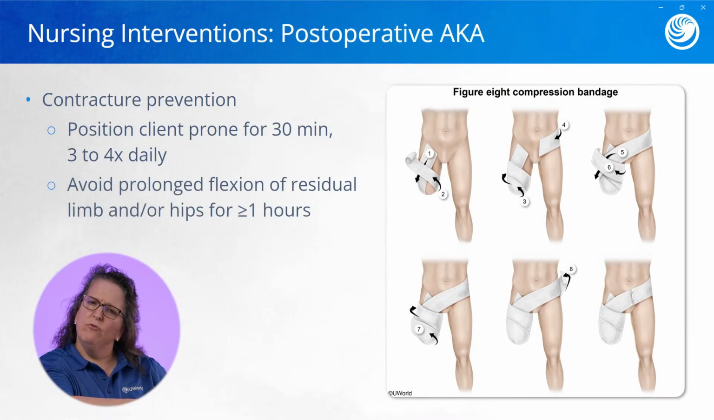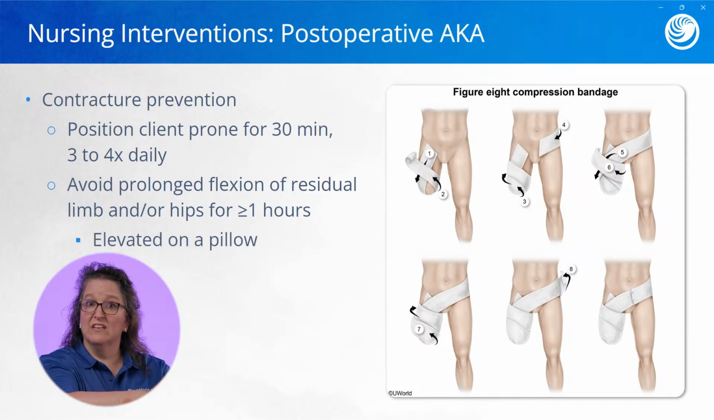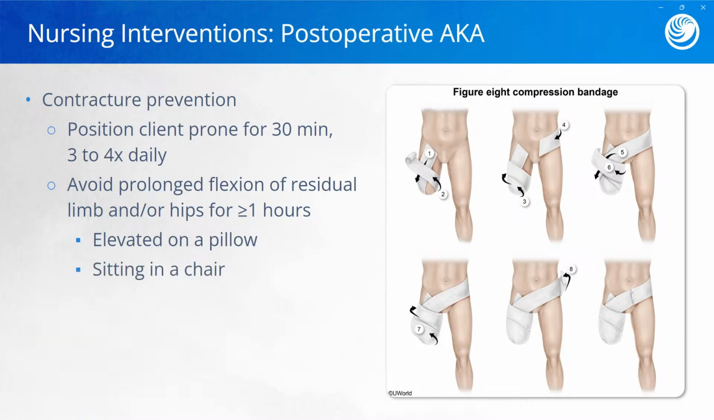Also, we want to avoid them being in any sort of position more than an hour that could encourage that contracture. That could be placing a pillow under the knee, there's a contracture, or them sitting in a chair for longer than an hour. Again, there's that contracture. So we want to make sure if they're in those positions, we definitely lie them prone, as long as they're able to sustain that position.